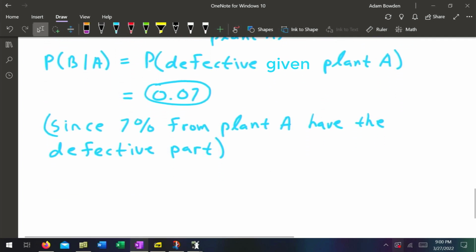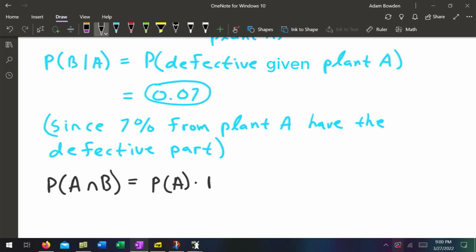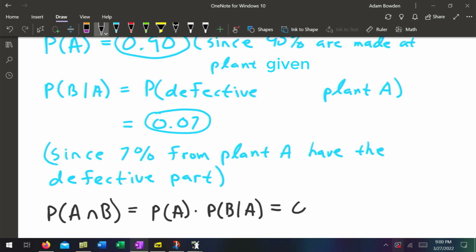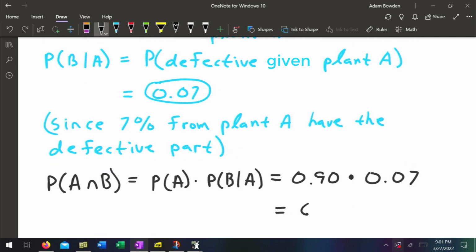So what does that mean? Well, it means again that the probability of A and B, probability of A intersect B, would be the probability of A times the probability of B given A, which would be equal to the numbers we have up above, the 0.90 times the 0.07, which is going to be equal to 0.063.